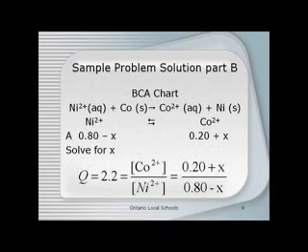Now that I have my values at the equilibrium point, I want to solve for x. So Q is equal to 2.2. I set it up as the concentration of cobalt 2 plus divided by the concentration of nickel 2 plus. So Q is equal to 0.20 plus x divided by 0.80 minus x.